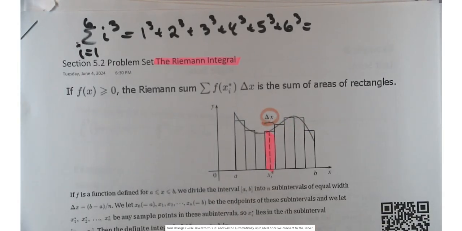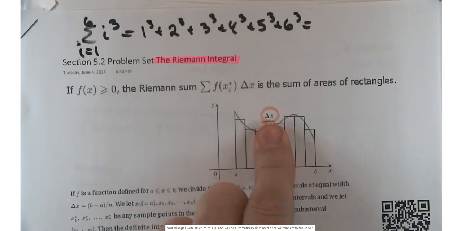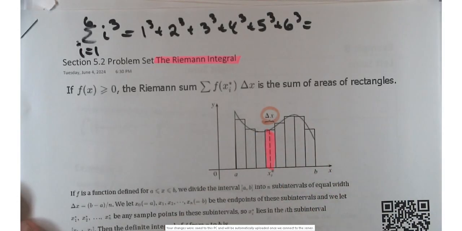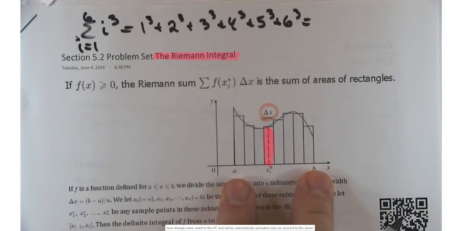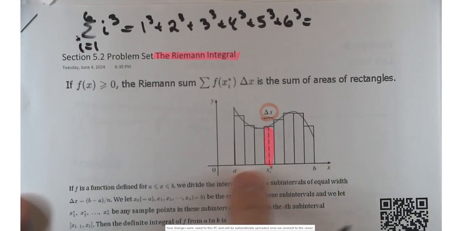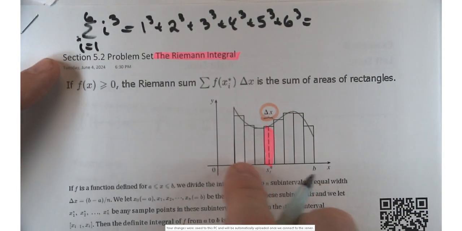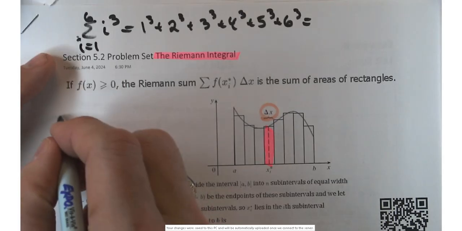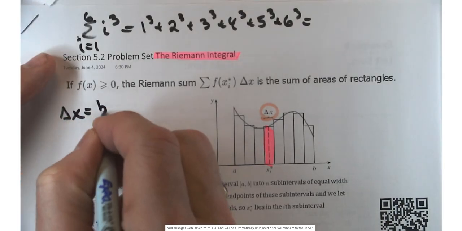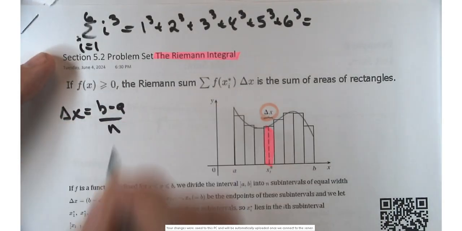Now you might remember delta x from our section on differentials. So delta x was related to dx. In fact, they were the same thing. But in this case, delta x is just going to be the width of this interval. Now the width of that interval is going to be the width of all these intervals divided by how many intervals we have. So our delta x is going to be b minus a over n.